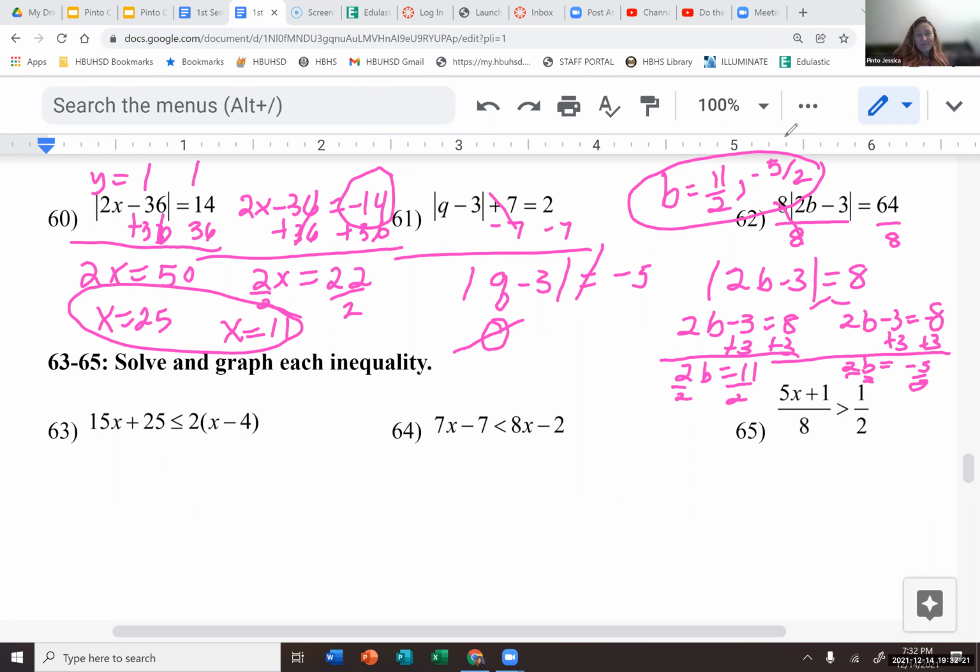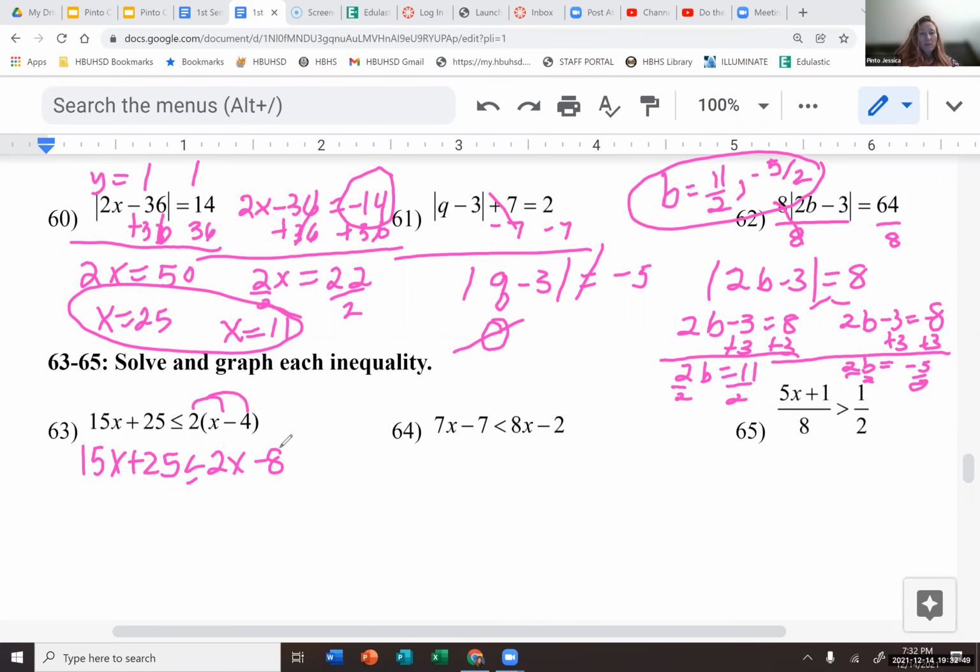So I just finished working on the absolute value equations, and now I'm going to move on to the inequalities. So it says here we want to solve and graph each inequality. So let's get started. On number 63, I see the 2 there, and I'm going to distribute that. So I've got 15x plus 25 less than or equal to 2x minus 8.